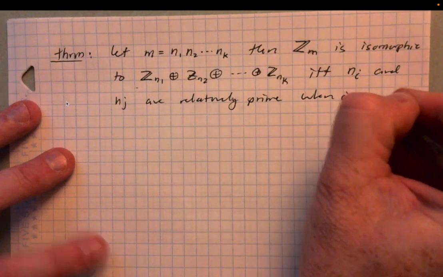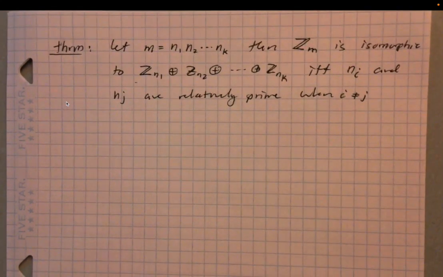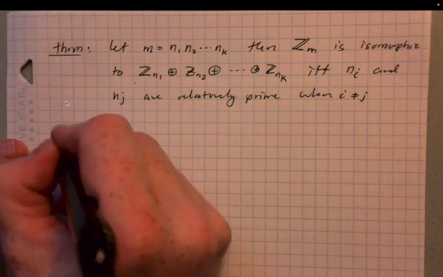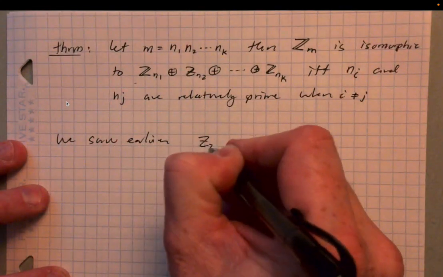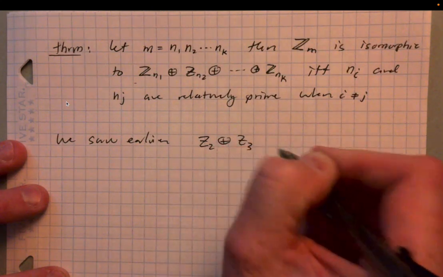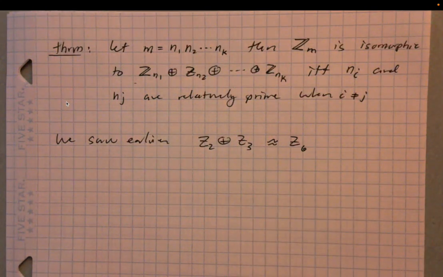When i is not equal to j. So it's a direct, really you could think of it almost as an extension of the previous theorem. Okay, right? And so this is the other piece of the, what was it? Z2 × Z3 is isomorphic to Z6, right? So we saw earlier that Z2 × Z3, external direct product, was isomorphic to Z6. And now we see why that is.